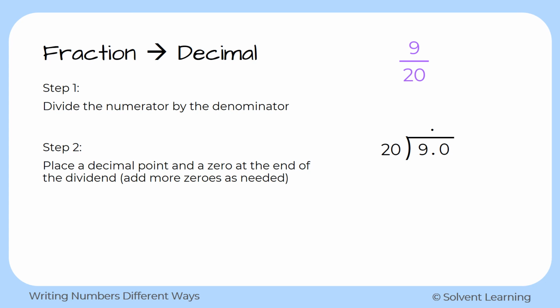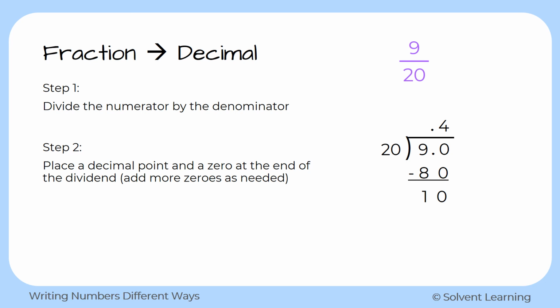So we want to see how many times 20 can go into 90. I'm going to ignore the decimal point while we're dividing, while we're figuring out what numbers we need to put in the quotient. So 20 can go into 90 4 times. And then we multiply. 20 times 4 gives us 80. Subtract that, we have a remainder of 10.